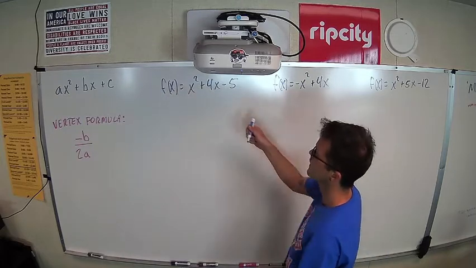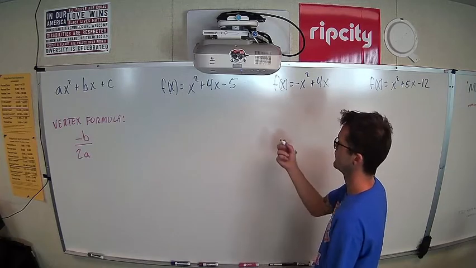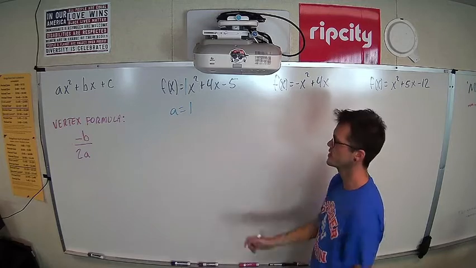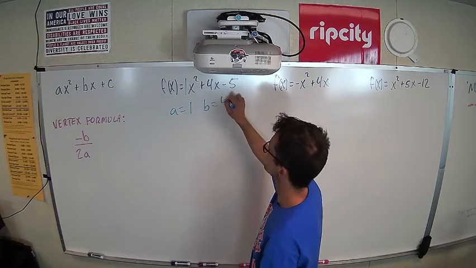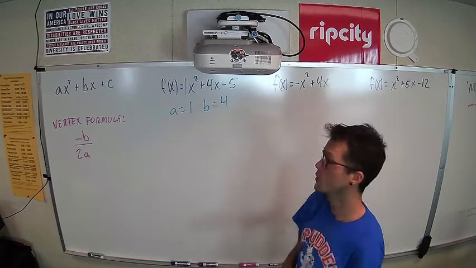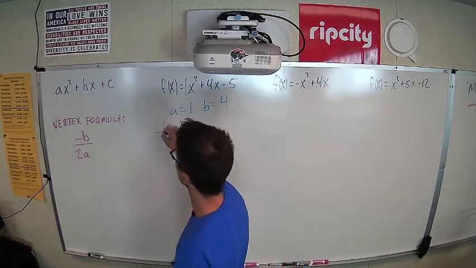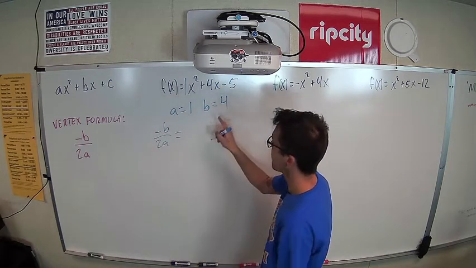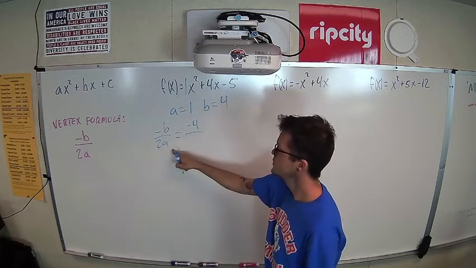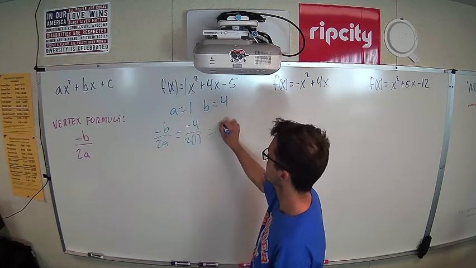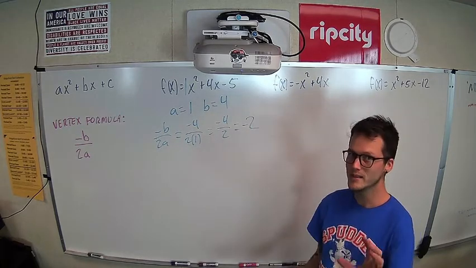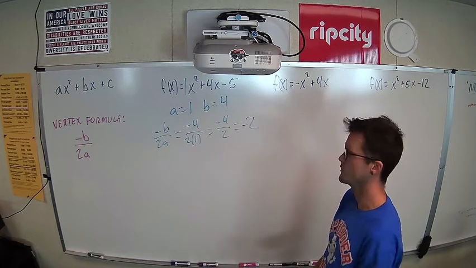Let's do an example. We have f of x equals x squared plus 4x minus 5. We know that our a value is 1 because there is a 1 attached to the x squared. We know that our b value is 4 because that's what's attached to the x. For the time being, I don't even care what the c is. It's not a part of the formula. So we know that the formula is negative b over 2 times a. If our b value is 4, negative b is negative 4. 2 times a is 2 times 1. So we have negative 4 over 2, which reduces to negative 2. The x value of our vertex is negative 2.